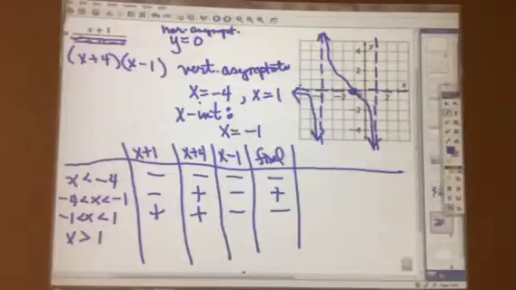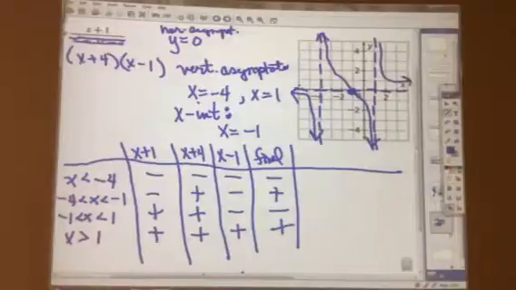Number greater than 1. 2. 2 plus 1 is positive. 2 plus 4 is positive. 2 minus 1 is positive. Positive times positive times positive is positive, it's up above the x-axis. Is it always going to be symmetrical like that? No. Okay. Any questions on the table?